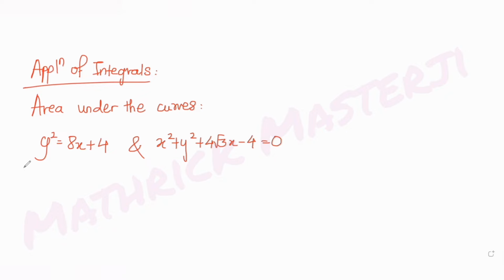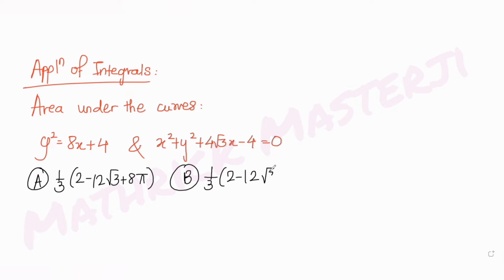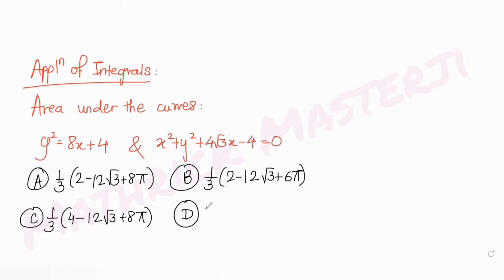And the answer choices given to us are: the first one is 1 over 3 into the bracket 2 minus 12 root 3 plus 8 pi. The second answer choice is 1 over 3, 2 minus 12 root 3 plus 6 pi. The third is 1 over 3, 4 minus 12 root 3 plus 8 pi. And the last answer choice is 1 over 3, 4 minus 12 root 3 plus 6 pi.